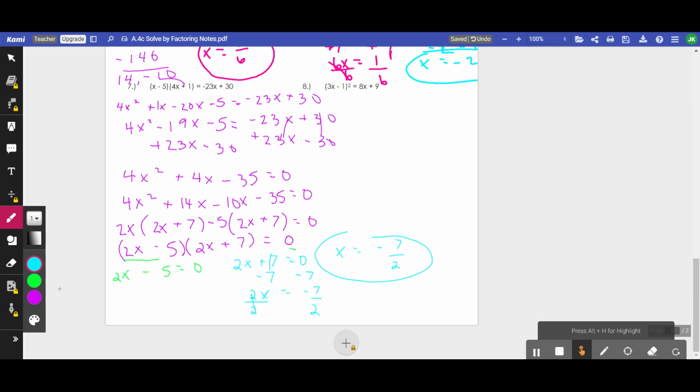And then you can do the same thing with this one here. You can solve this two-step equation. So I'll cancel out your minus 5, so you can add 5. You have 2x equals 5. And then you can divide by your 2. So that would be 5/2 for your second solution. Those would be your two solutions there.